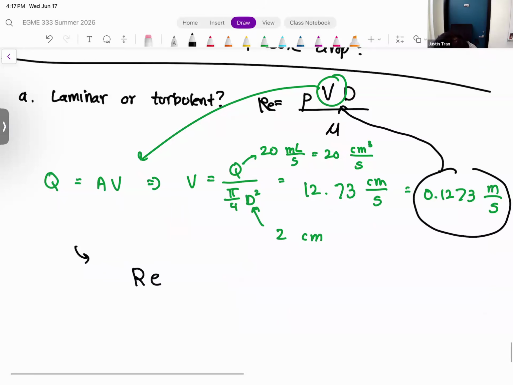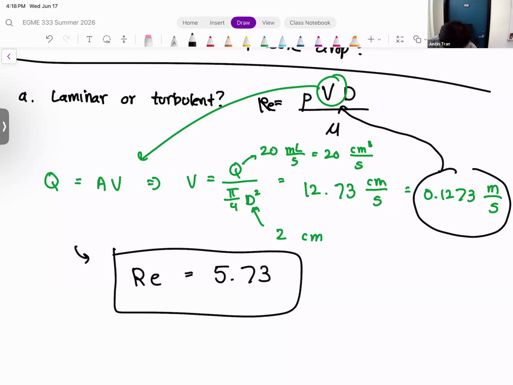And what we get is a Reynolds number of 5.73, which you can see here is much less than 2100, right? Because 2100 was the cutoff as defined by Osborne Reynolds to be laminar flow. And so the flow here is indeed laminar. It's actually very laminar. So 5.73 is a very low Reynolds number.